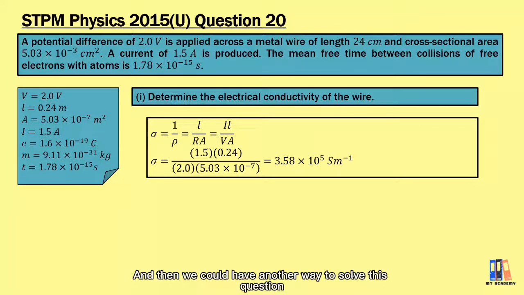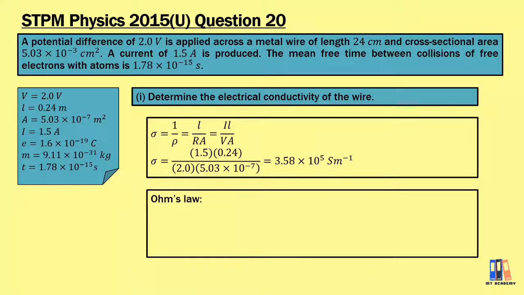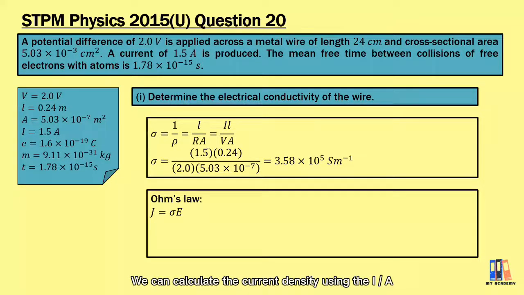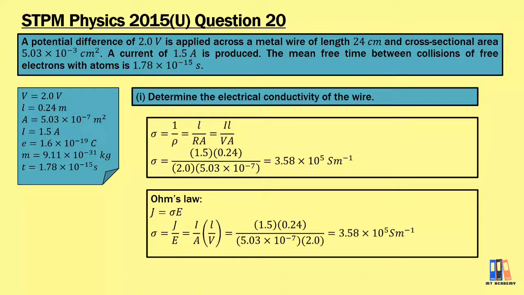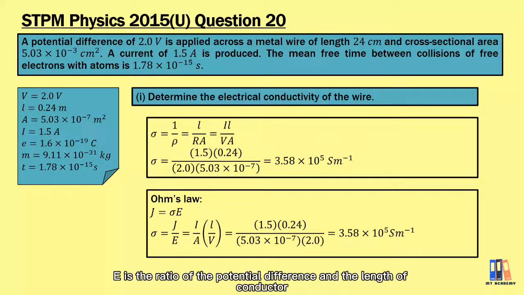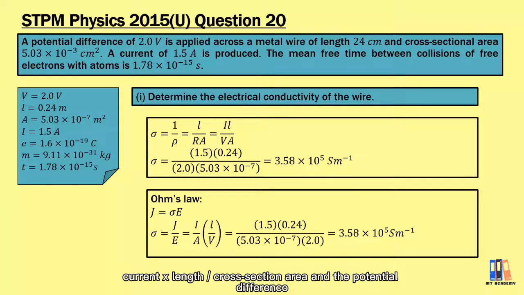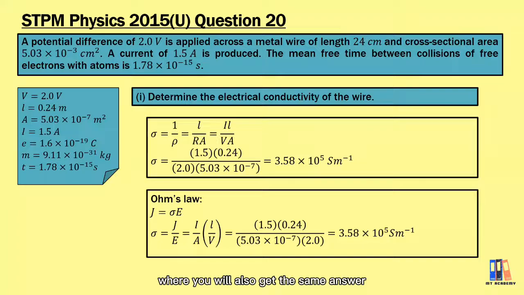And then we could have another way to solve this question, where we learn about Ohm's law, which we have proved its equivalence with the equation J equal to sigma E. So we can calculate the current density using I over A, whereas the electric field strength E is the ratio of the potential difference and the length of conductor. So here we have the conductivity equal to the current multiplied by the length divided by the cross-sectional area and the potential difference, where you will also get the same answer as the previous solution.